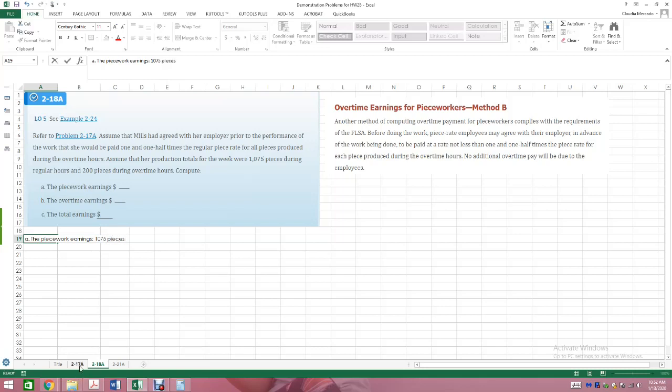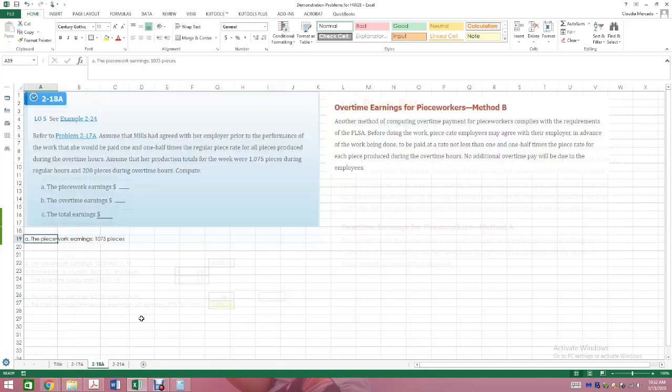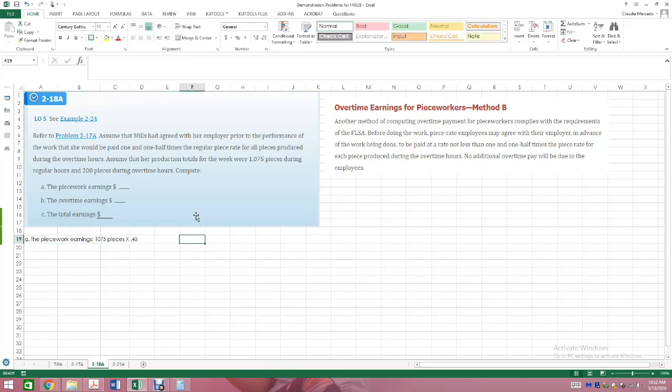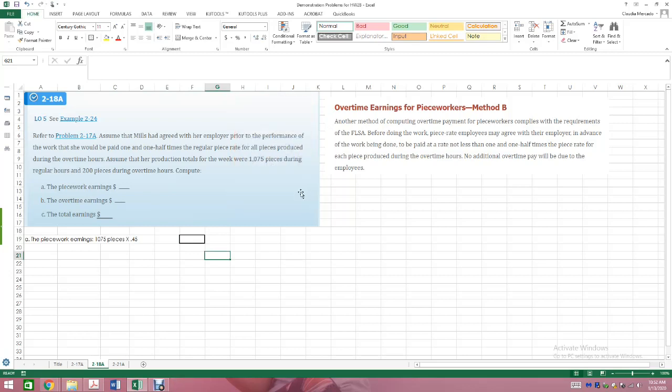Remember from 217, we get paid 45 cents a unit. So we're going to multiply times 0.45. We're going to enter that into our calculator: 1,075 pieces times 0.45. That's going to give me 483.75. Wrong cell. Letter B.